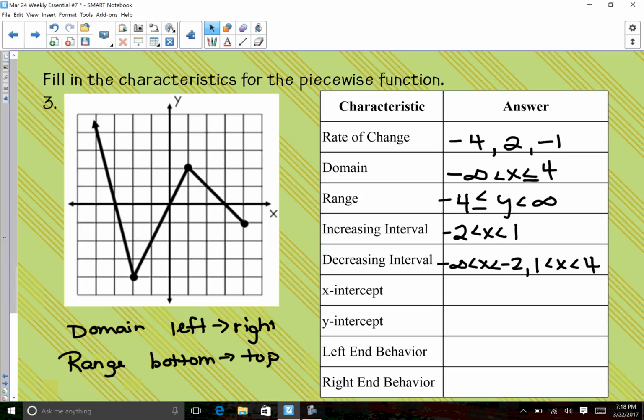Now, the next two are going to be a whole lot easier. X-intercepts and Y-intercepts. Notice that I actually have 1, 2, 3 x-intercepts. And those x-intercepts are -3, 0, 0, 0, and 3, 0. Now, what about your y-intercepts? Where does this graph cross the y-axis? Well, it actually only crosses it one time at the origin. So the y-intercept is 0, 0.